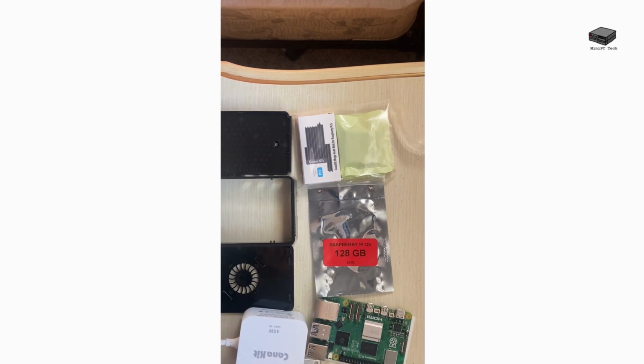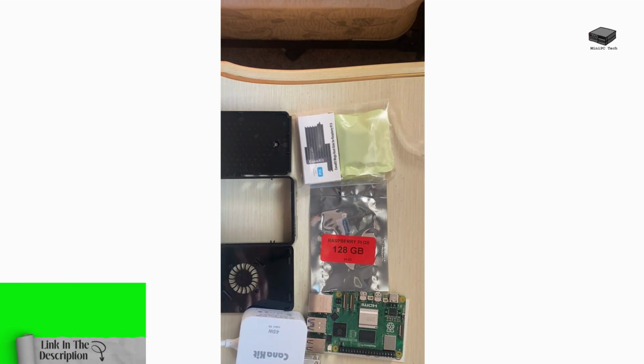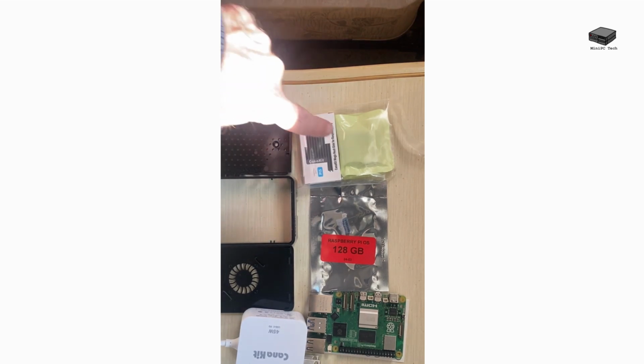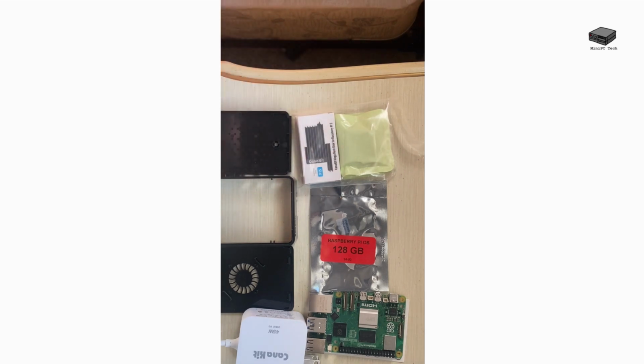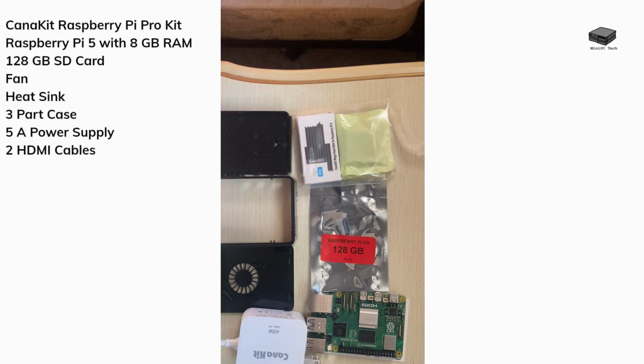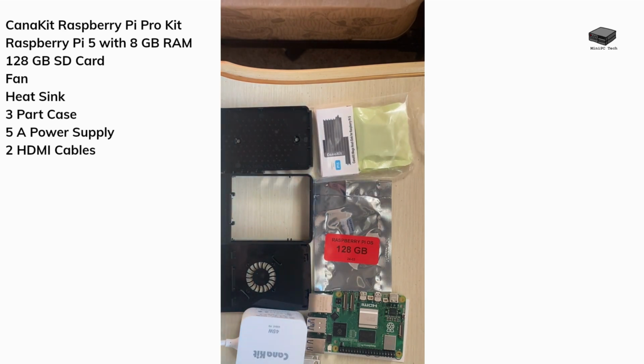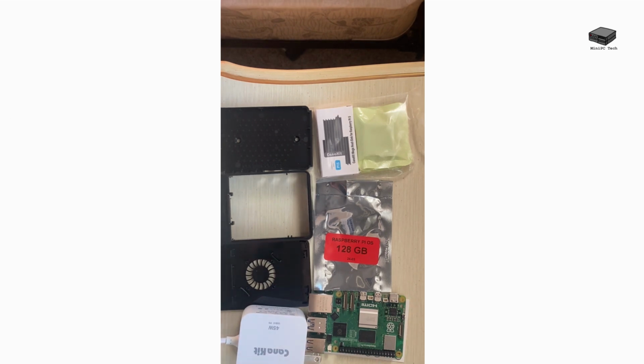Now, I have a separate unboxing video for the CanaKit Raspberry Pi 8GB Pro kit, and you see what it has. But one thing you didn't see on the unboxing video is I said there's a fan. The fan's right there. There's the heatsink. Here are the three pieces of the case and the power supply. And we will go ahead and start putting it together in a moment.